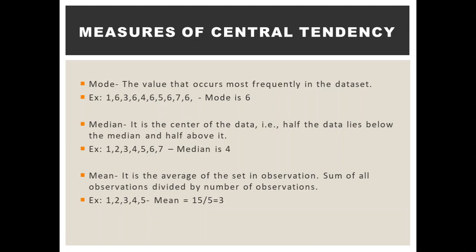Mean is a very common term that we use in our day-to-day life. It's nothing but the average. It is identified by summing all the data in your observation and dividing by the number of observations that you have. For example, you have 1, 2, 3, 4, 5. The total is 15, and you divide by the number of observations, 5. So the average is 3. The average plays a very major role in stats.